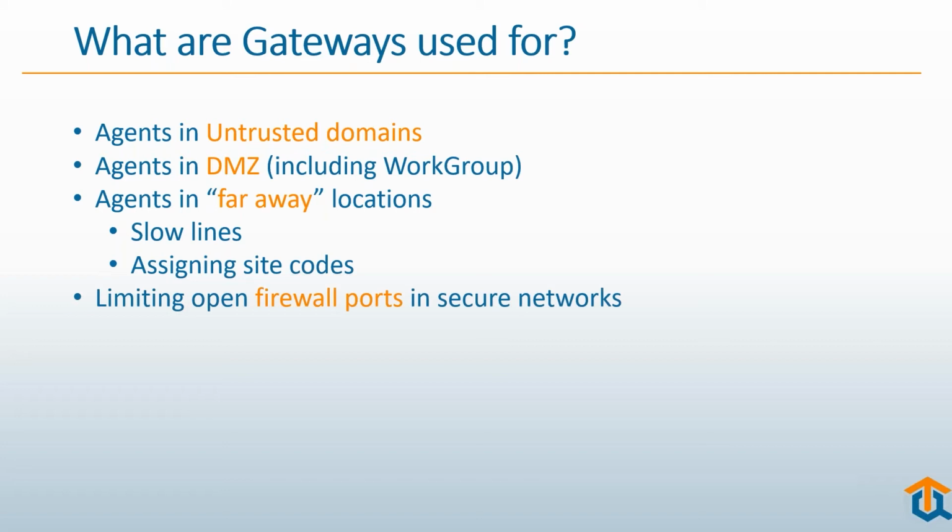There's also a reason which we hear a lot: limiting the open firewall ports in secure networks. If you're talking to the network team and you say, I want to monitor all of the machines in a secure DMZ, and you tell them you want to open port 5723 from all of those machines to the SCOM service in the backend, then usually you get some frowns. They would sometimes prefer to have one gateway machine sitting there, so they only need to allow one gateway machine to communicate with the inside world.